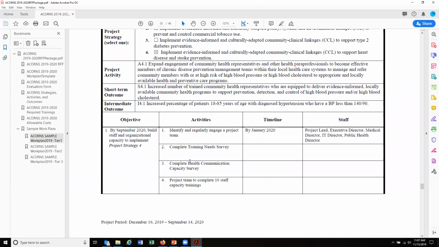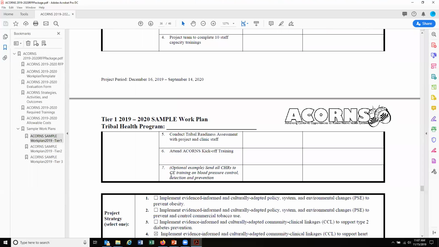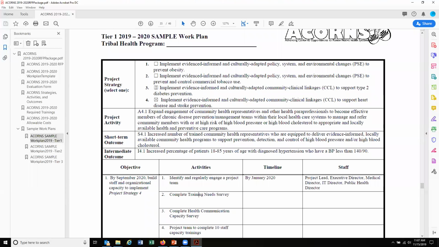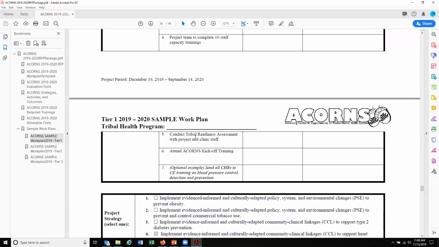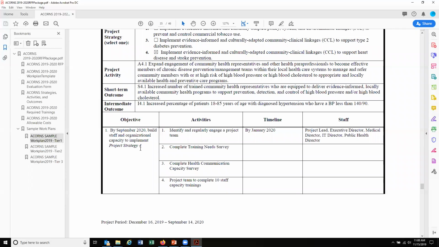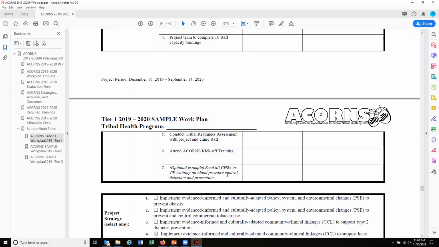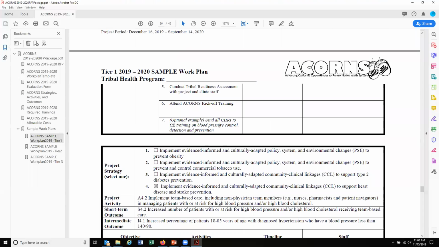So maybe I don't want to send my CHRs to blood pressure control detection and prevention trainings. Maybe I want to actually have that focus be on diabetes or commercial tobacco. So all of these activities could stay the same. Your objectives could stay the same, but maybe the optional activities or trainings that you're wanting to send your staff to are going to vary based off of what your identified needs are.